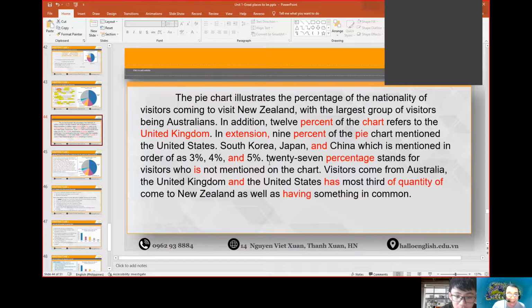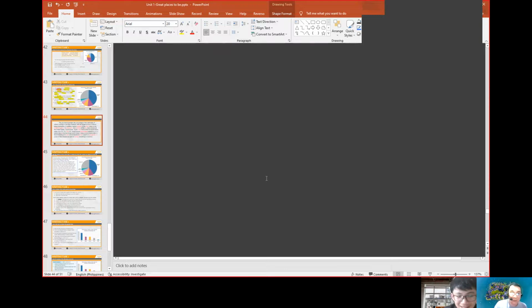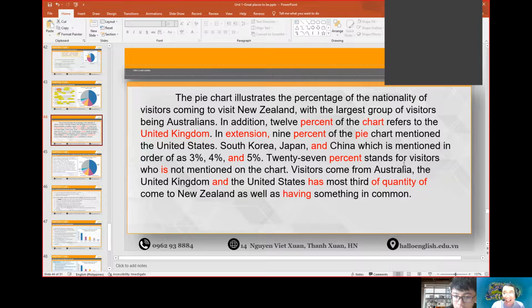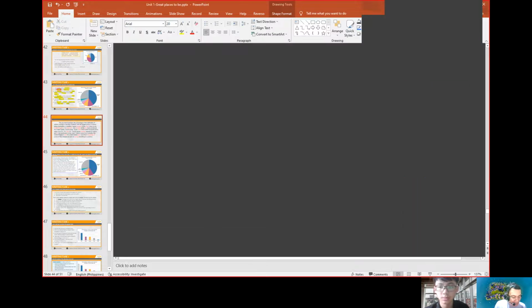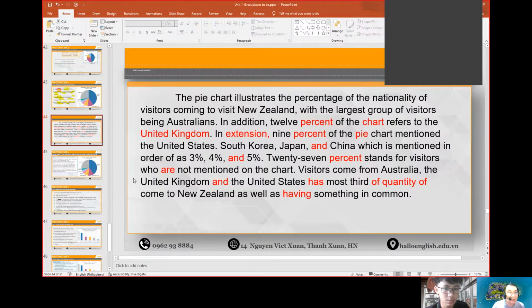27%. Okay, so you have a period in here. Therefore, we have to capitalize this one. 27%, not percentage. So 27% stands for visitors who are, because we use visitors, who are not mentioned on the chart.